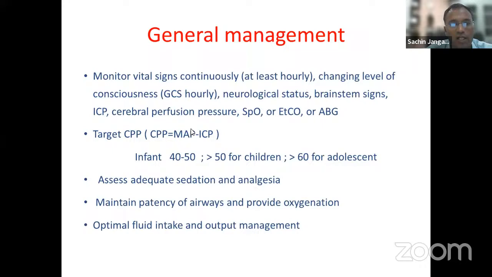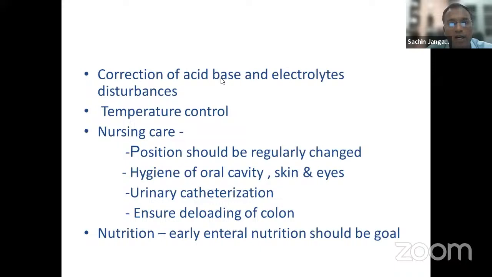Assess adequate analgesia and sedation if the child is ventilated. Maintain the patency of the airway, provide oxygenation, and target normoxemia. Optimal fluid intake and output management should be done. Correct the acid-base and electrolyte imbalance. Treat the fever and control the temperature. Nursing care is very important, and we have to change the position regularly. Oral cavity, skin, and eye hygiene should be maintained. Many comatose patients will require urinary catheterization. Also ensure unloading of the colon, because that can also increase your ICP. Early enteral nutrition should be the goal in the PICU after stabilization of hemodynamics.